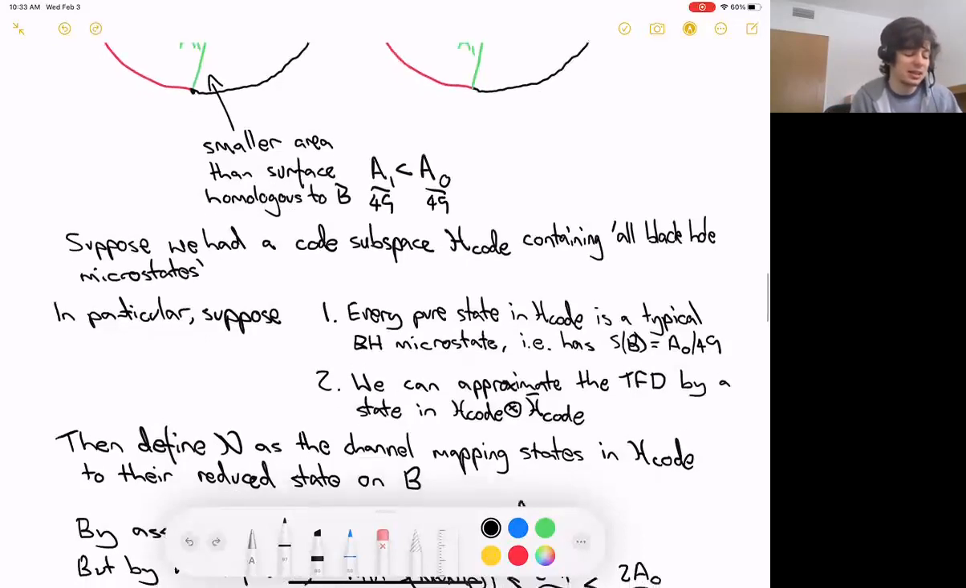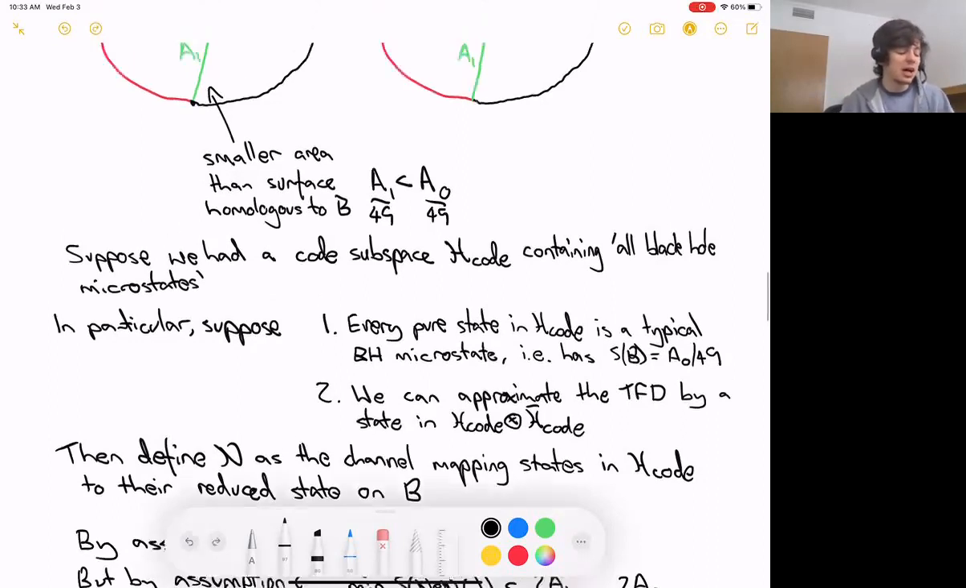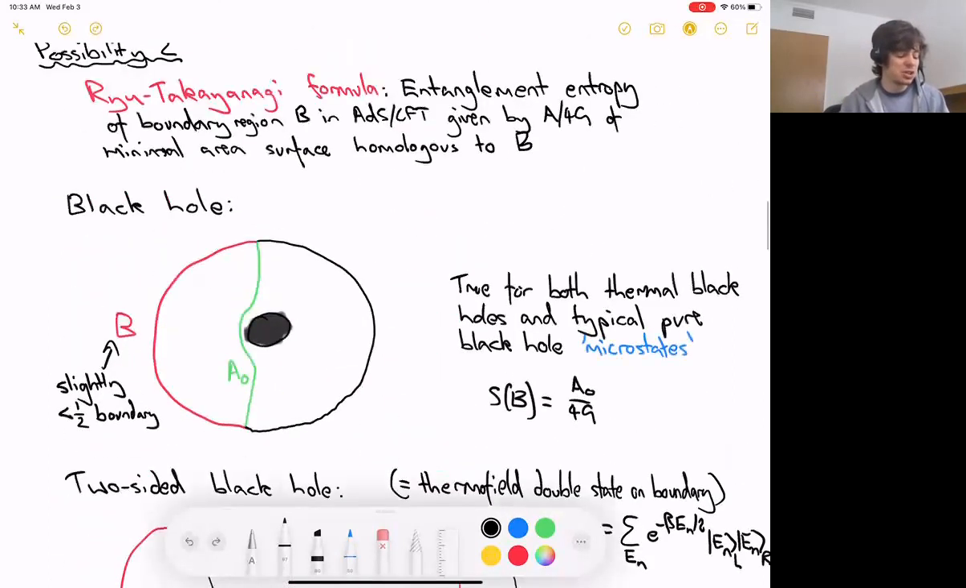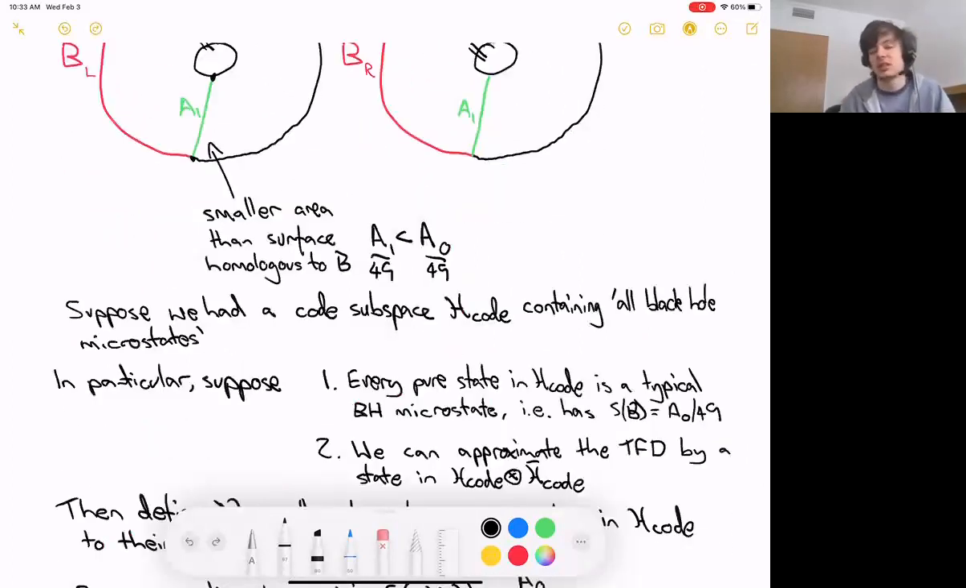Okay, in particular, let's assume firstly that any pure state in H code is just a typical black hole microstate. It looks exactly the same as a typical black hole microstate, i.e., if we look at the entropy of some region B, it's just given by A0 over 4G. Okay? So certainly code subspaces like this exist. If you take two random typical microstates and then the code subspace formed by their span, then every state in that Hilbert space will satisfy this entropy property.